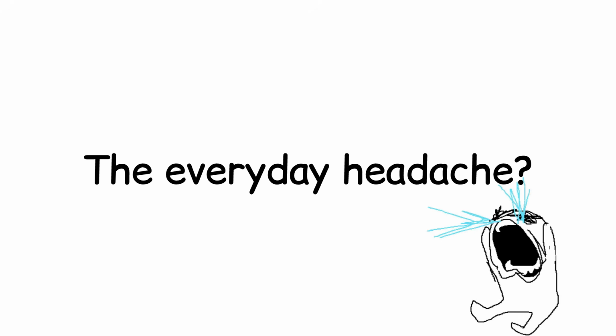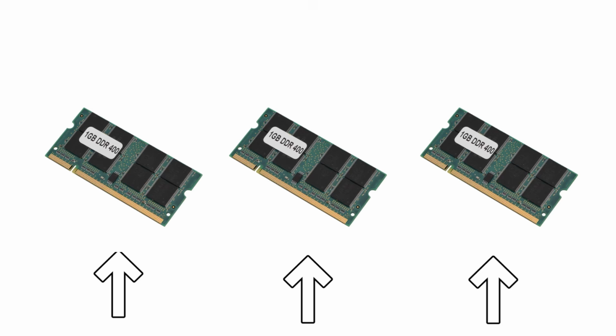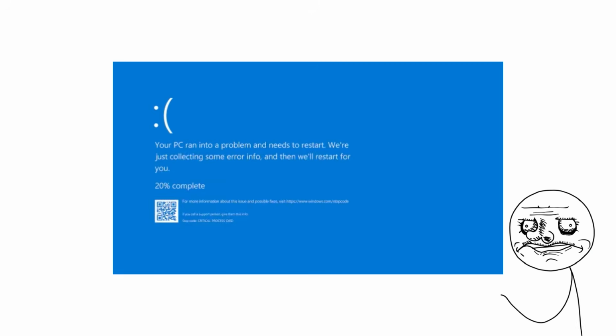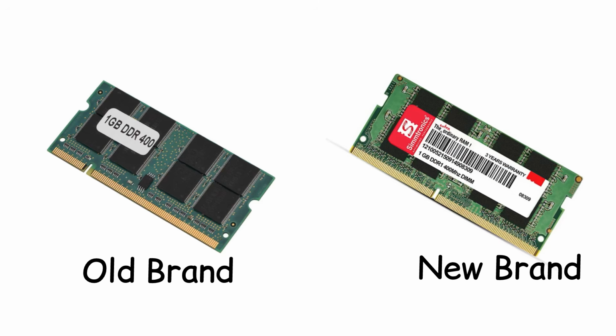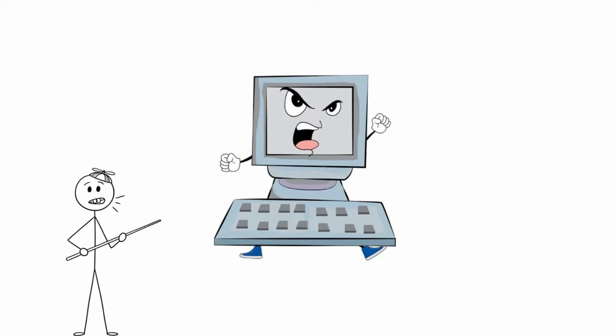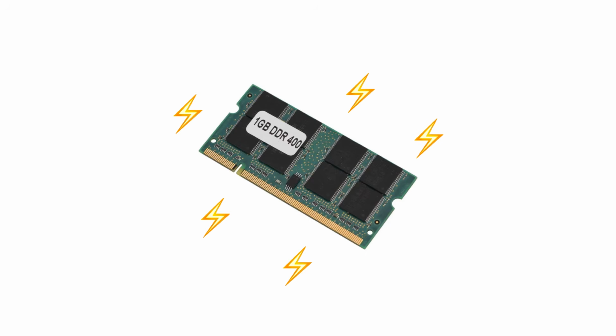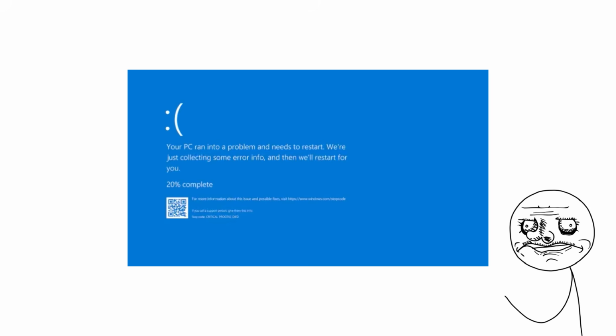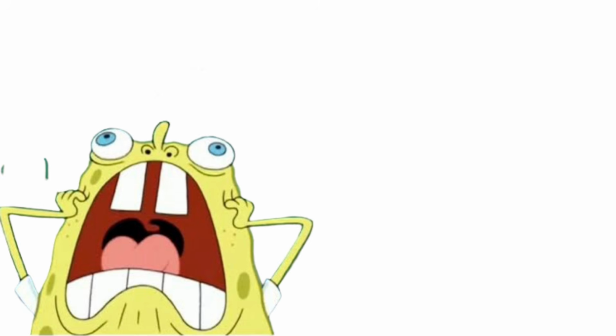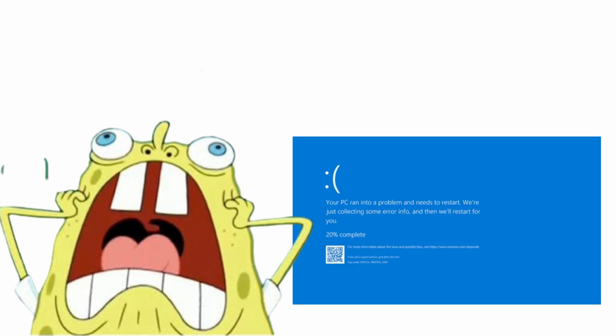The everyday headache: the blue screen of death. Upgrading RAM became incredibly finicky. If a user bought a new stick of RAM that was slightly faster, or a different brand than their old one, the system would often freak out. Minor voltage mismatches or speed timing errors resulted in the infamous Windows blue screen of death, causing random, catastrophic crashes right in the middle of whatever you were doing.